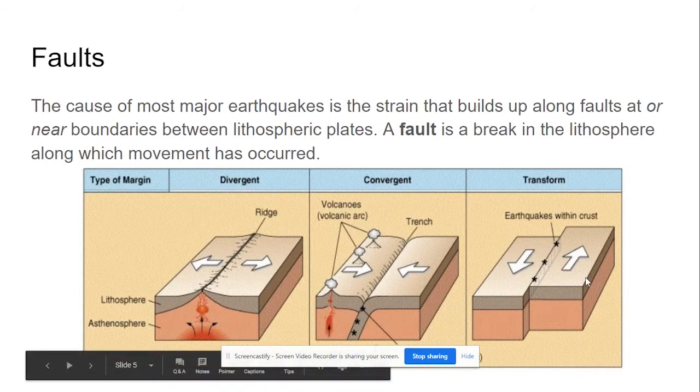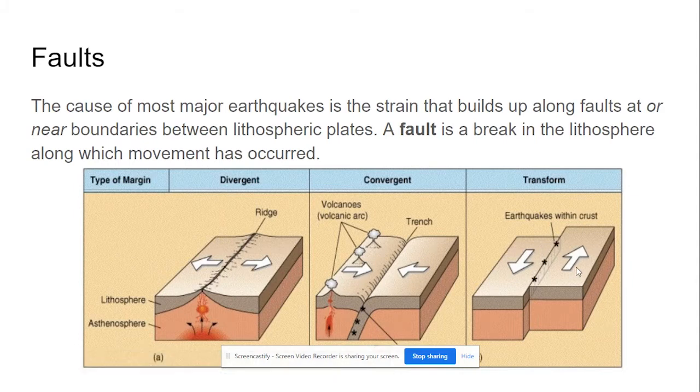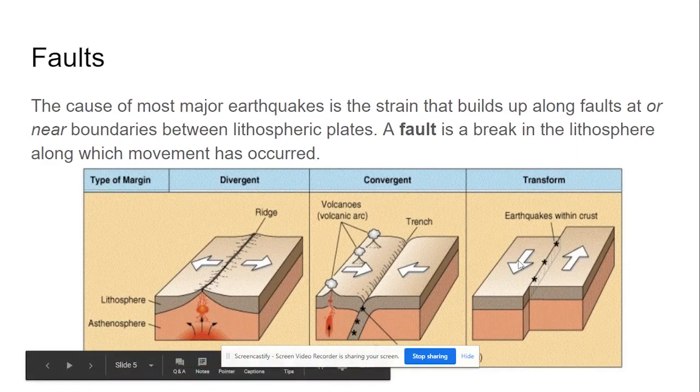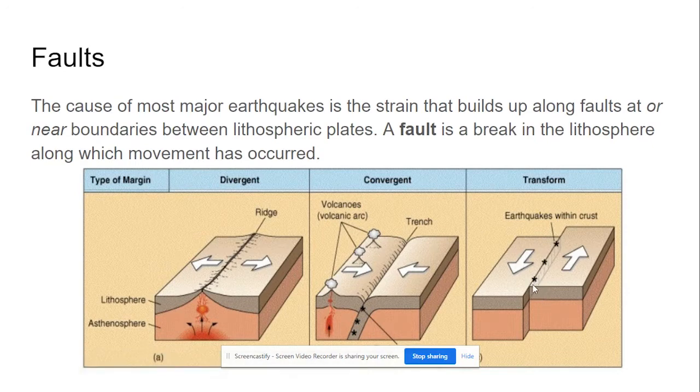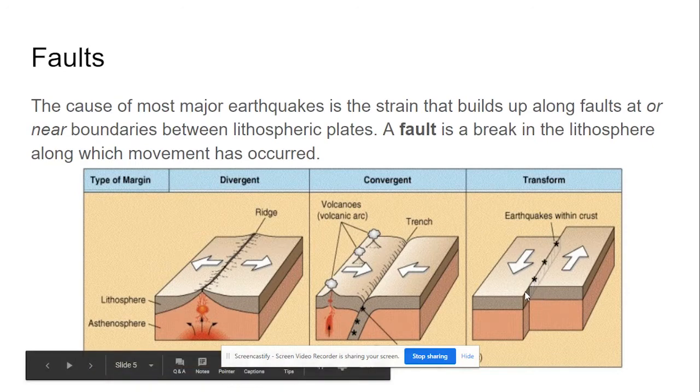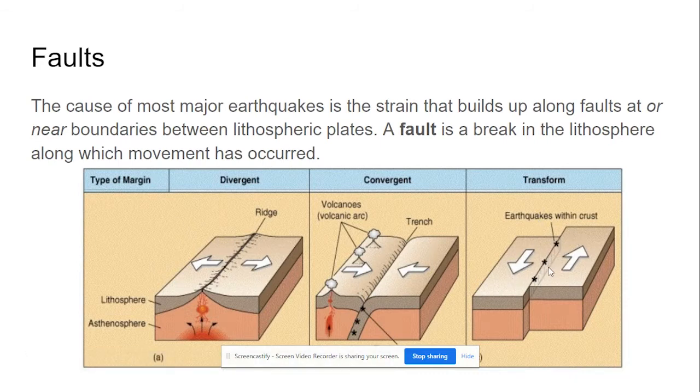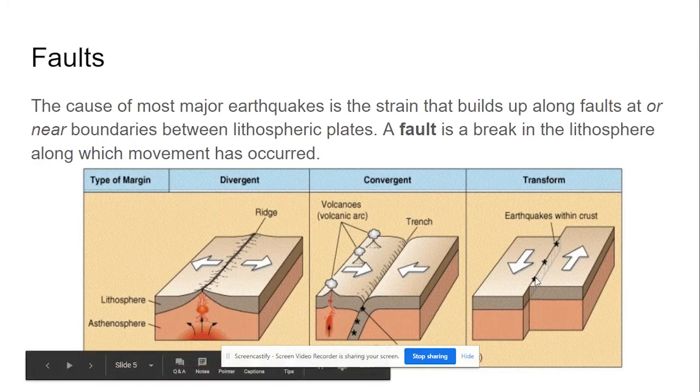The third kind of fault is what we call transform faults. And these don't have one plate moving under the other. Instead, they're sliding side by side. And tension will build up. There's a lot of friction between these two plates. They don't slide smoothly. Tension builds up, and then it's released, bam, all of a sudden. And that's what causes the earthquake. The San Andreas Fault that you've probably heard of in Southern California, Los Angeles area, is an example of a transform fault.